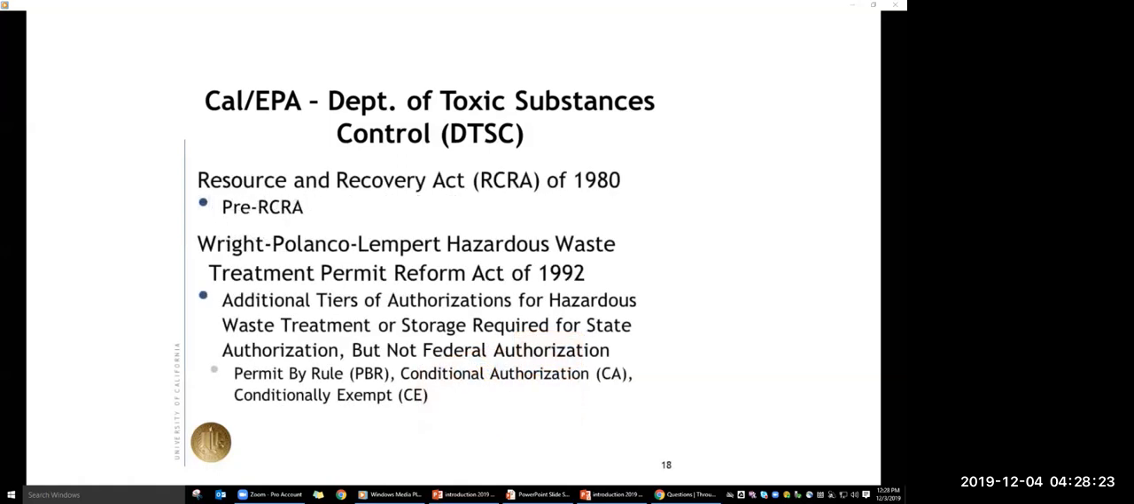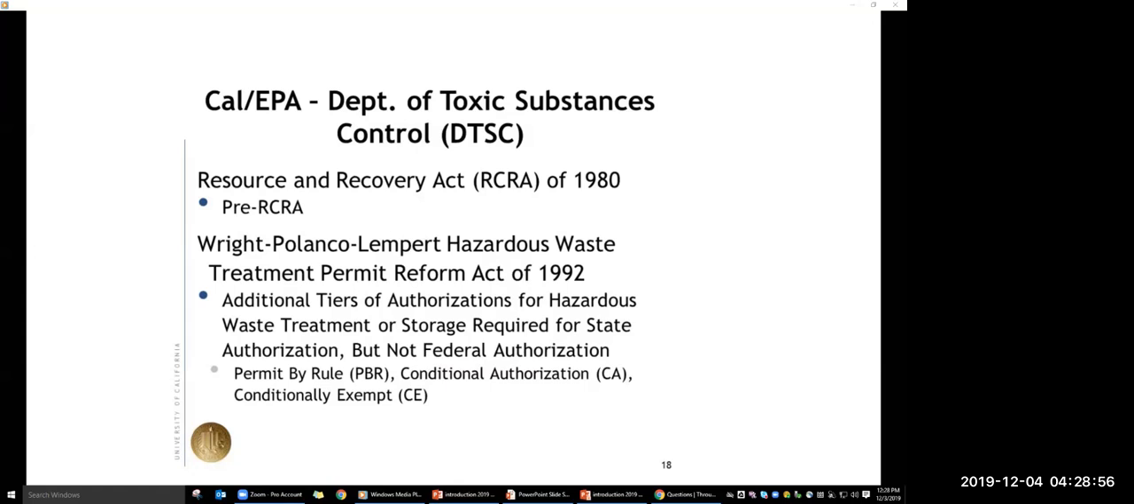In 1988, I became a section chief in the DTSC Surveillance and Enforcement Unit, where we conducted inspections primarily of permitted hazardous waste facilities, but also responded to hazardous waste complaints. The California Hazardous Waste Regulations were a result of the Resource and Recovery Act, RCRA, of 1980. In California, pre-RCRA, the hazardous waste regulations were only 6 pages.